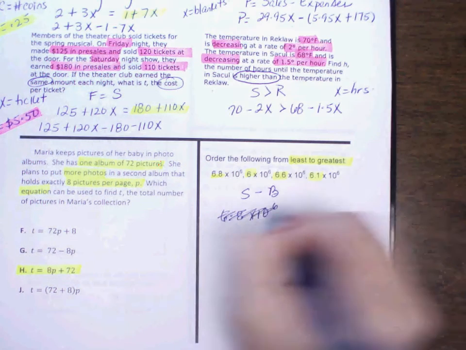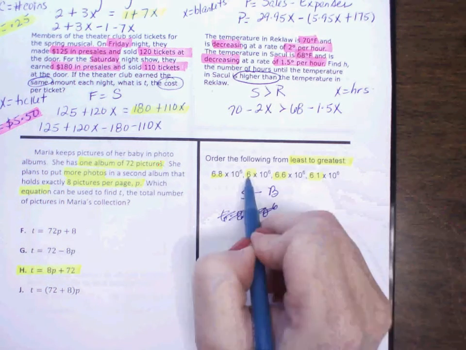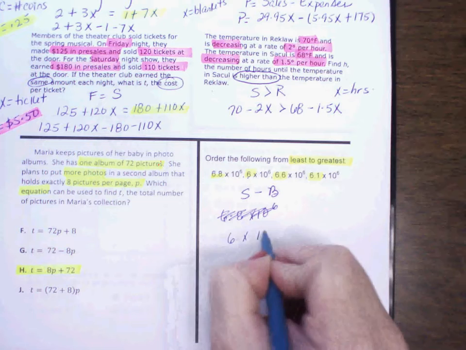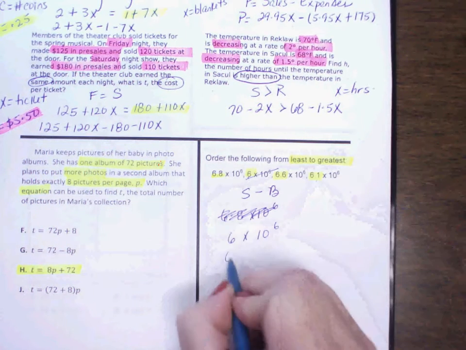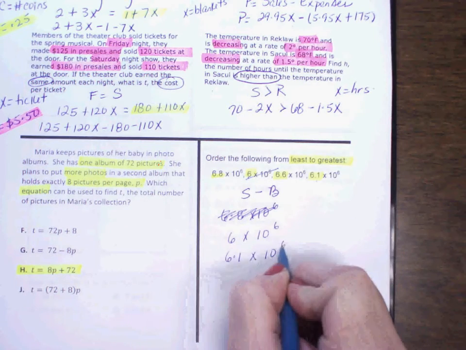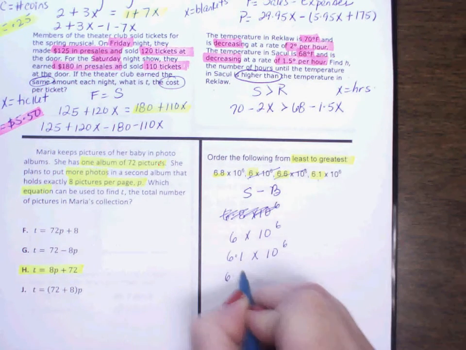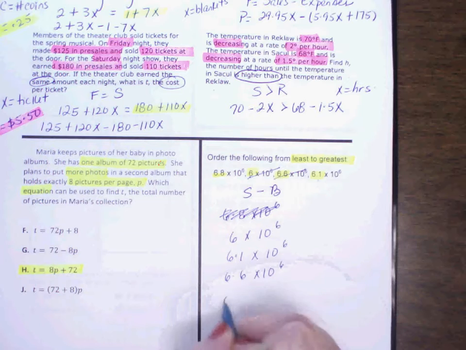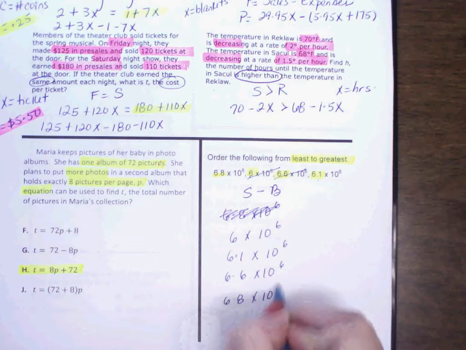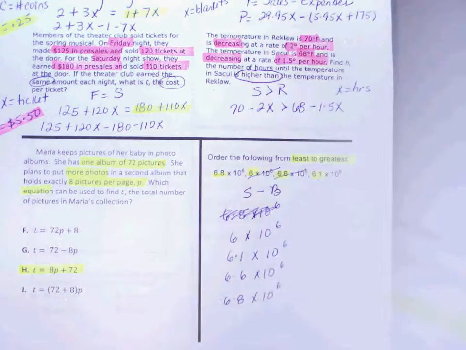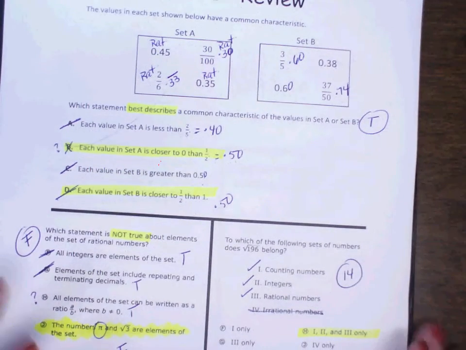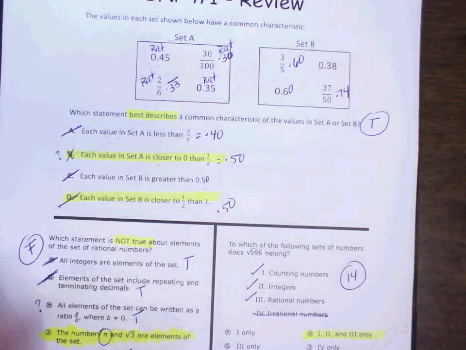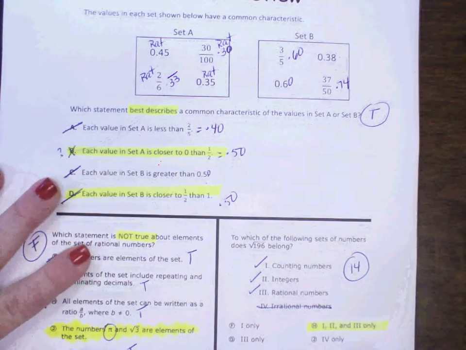Good job. All right, let's go to number 1. I think I did it wrong. I think the answer is D. I picked B, but then I was looking at it and I don't think it's B. I think it's D. Each value in set A is closer to 0. 45 is definitely not closer to 0. It's closer to 1/2, so that's not it.